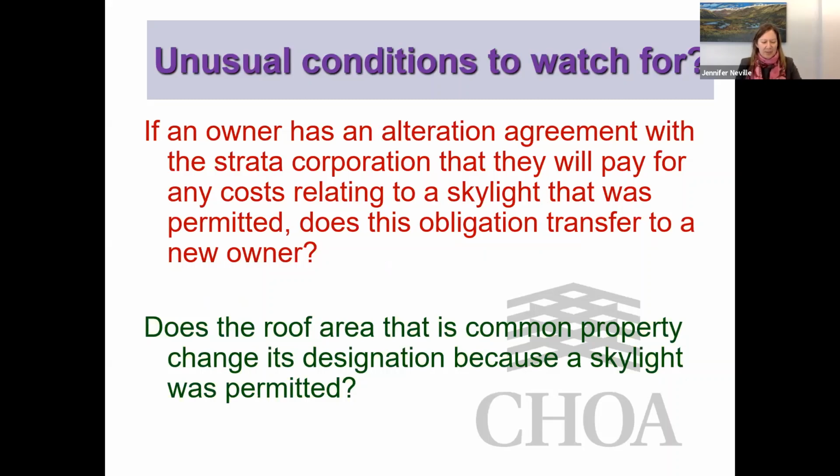Now, unusual conditions to watch for. So if an owner has an alteration agreement with the strata corporation, that they will pay for any costs related to a skylight that was permitted, does this obligation transfer to a new owner? Hopefully, but that's not an easy question. So a strata corporation should take as many steps as they can to make sure that kind of obligation transfers.